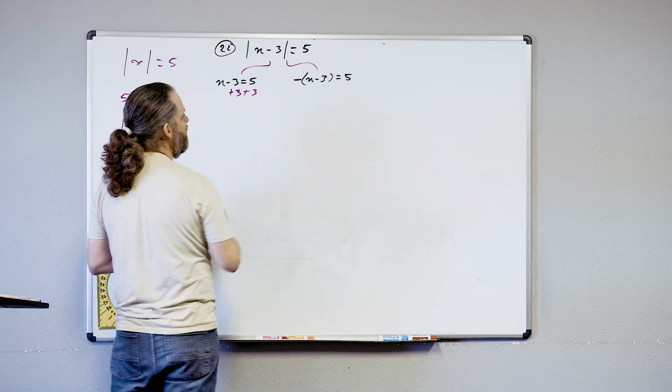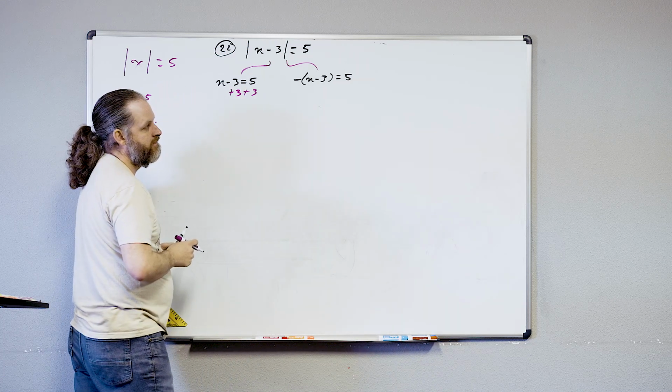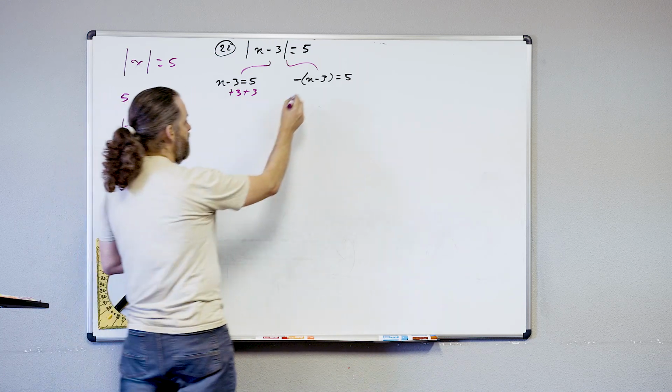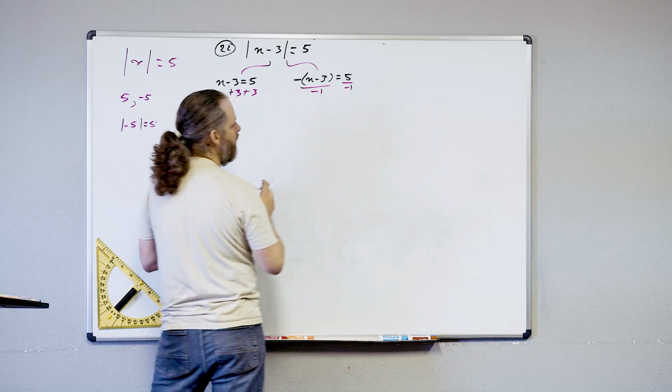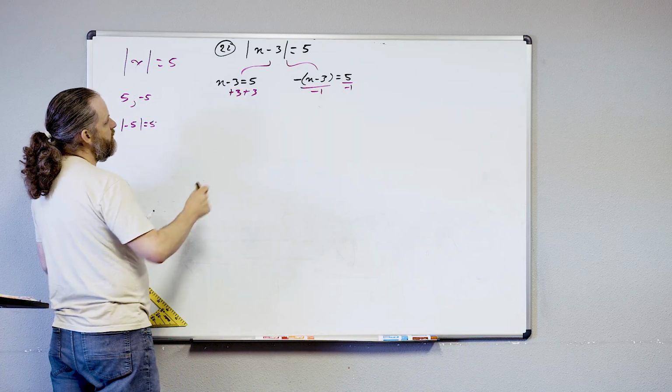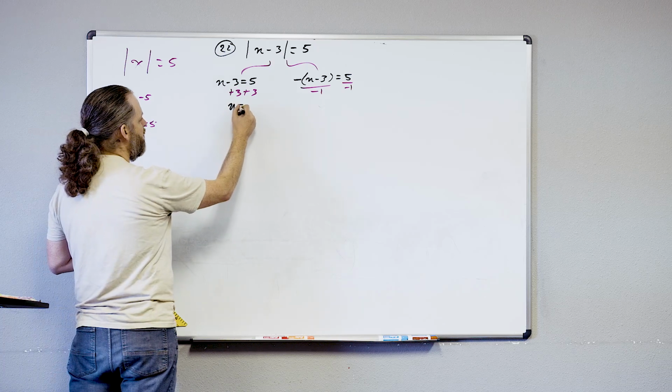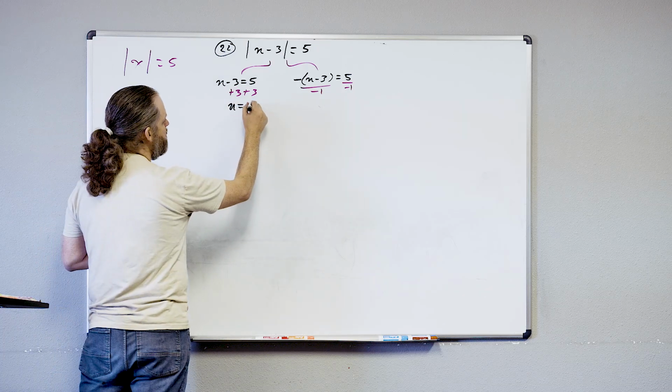What about this one? What will we do over here? Divide by negative 1 is totally fine. You could also distribute it either way. You'll get the answer. So over here we end up with n equals what? 8.